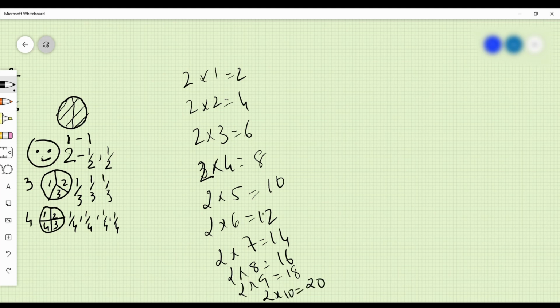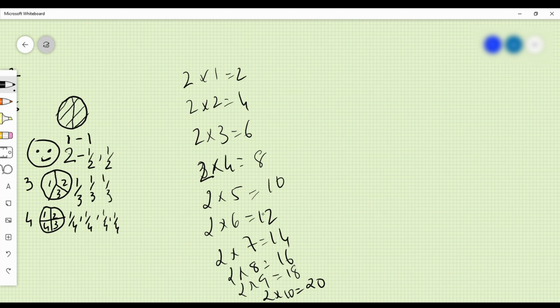So as you can see, what it means is, this is the sign of multiplication. So if you multiply 1 2 times, that becomes 2. If you add 2 2 times, that becomes 4. If you add 3 2 times, that becomes 6. That means this is the number, and this is the times you get that.